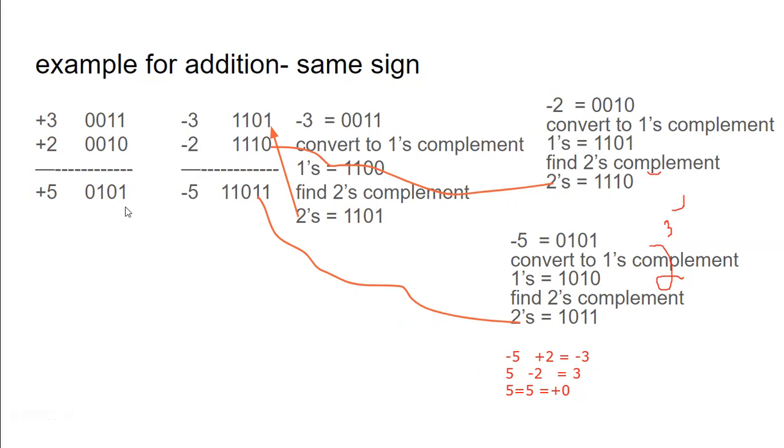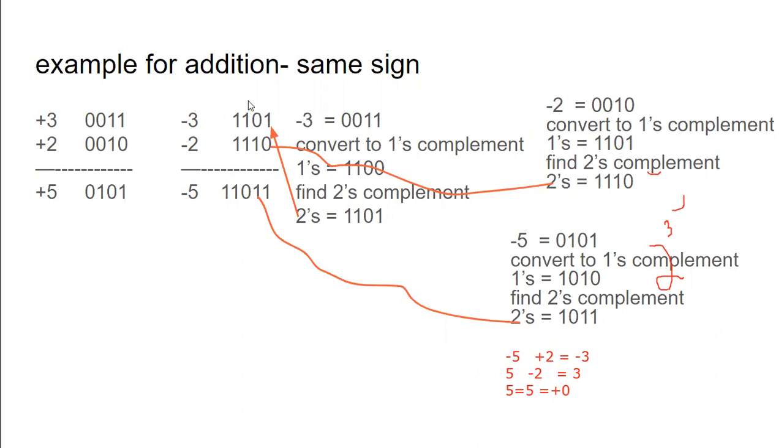This is the normal answer, when both are the same. Now we'll consider both having the same negative number. Both are negative, in which case you also do the addition, but the representation will be different. Because minus 3 you have to represent in terms of 2's complement, and minus 2 also you have to represent in terms of 2's complement, and then only you have to add.